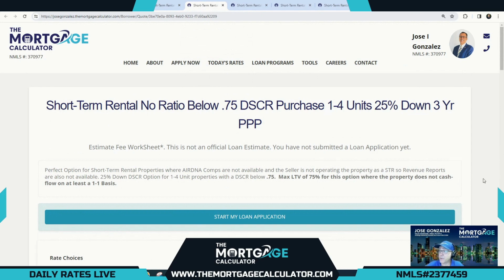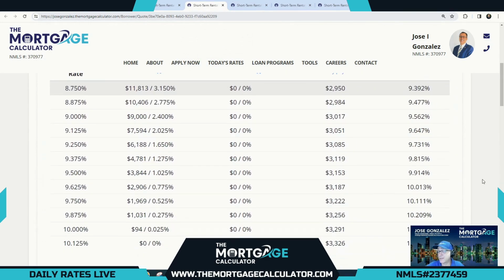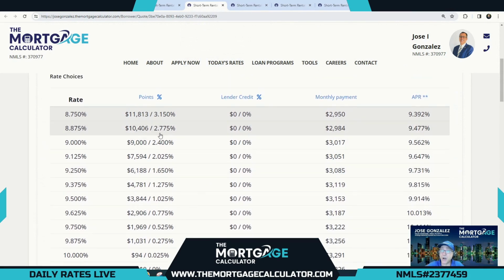This is a max 75% for this option, and look at the rates. Remember, DSCR could be zero, and you're still at 10.125%, again with a lender credit, and we can buy that down all the way to 8.75%. Just wrap your mind around that. You are not covering even 75% of the housing expense. You could be at 30%, 20%, or 10%, and you could still get 8.75%, a 30-year fully amortizing full term loan.